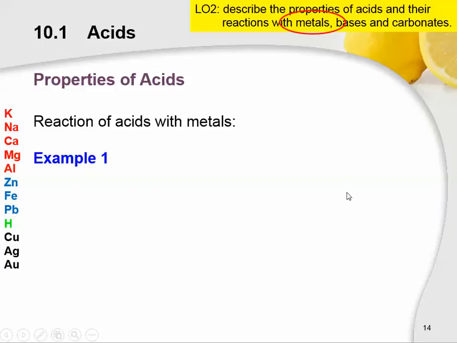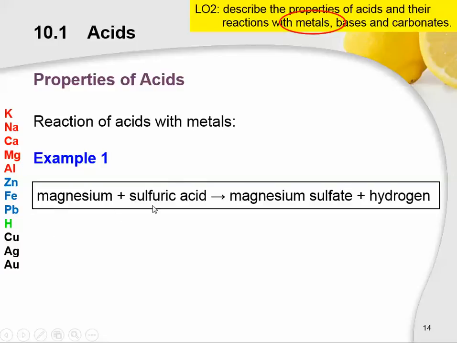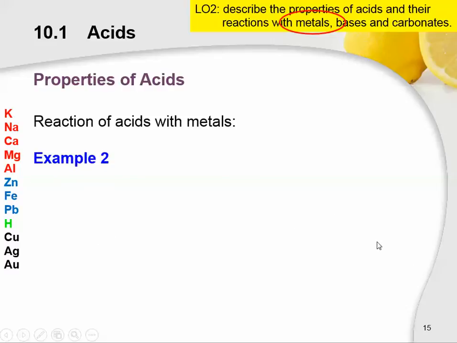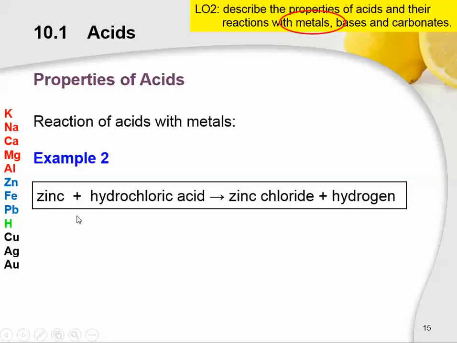So, now we look into the properties, some reactions of acids and metals. Magnesium and sulfuric acid form magnesium sulfate and hydrogen. Take note of magnesium replacing hydrogen to form magnesium sulfate and hydrogen gas. So whenever a metal reacts with acid, there's always a gas produced. It is observed as bubbling, or you call it effervescence. Hydrogen gas is produced. When zinc metal reacts with hydrochloric acid, it forms zinc chloride and hydrogen gas again.